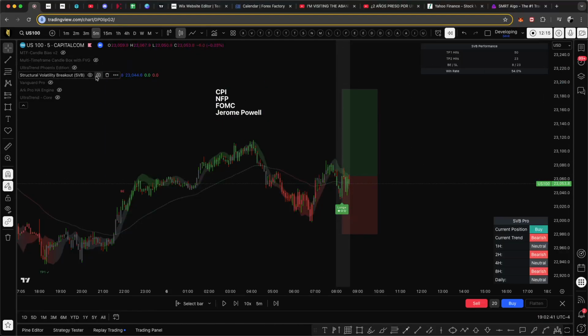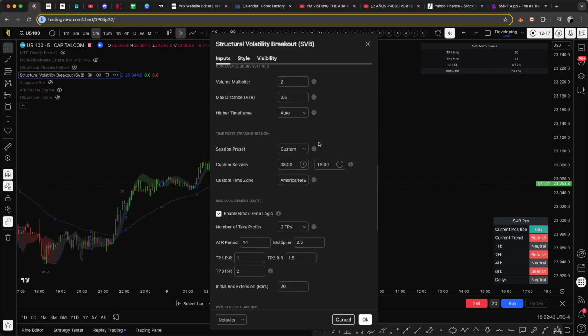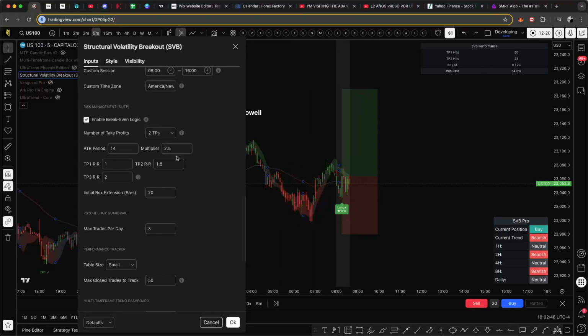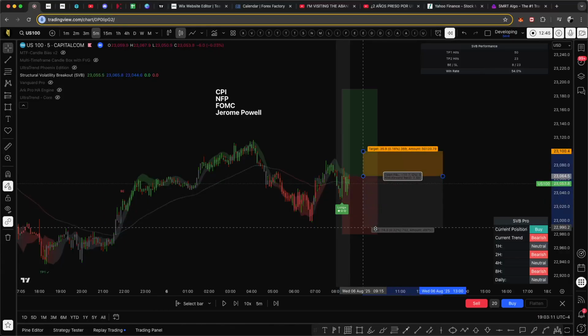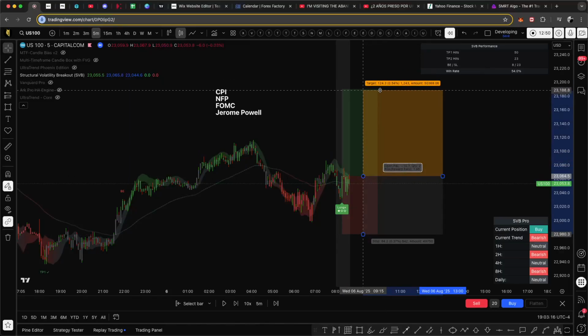So, anyways, you see what happens when I change the multiplier. Right now, I have selected just two TPs, TP1 and TP2. Here you can see TP1 is going to be at 1R, and TP2 is going to be 1.5. You can measure here. Stop will be there, and you see that this is 1 to 1.5 basically.